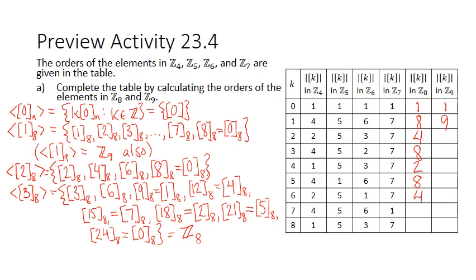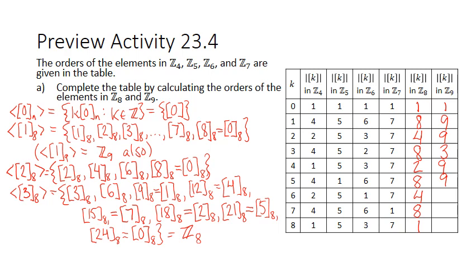4. 7, that's going to give you the whole group. And then 8 is the same as 0, so that's going to be 1 again. Okay, and then for Z9, 2 is going to give you the whole group. 3 is going to give you 3. 4 will give you the whole group. 5 will give you the whole group.